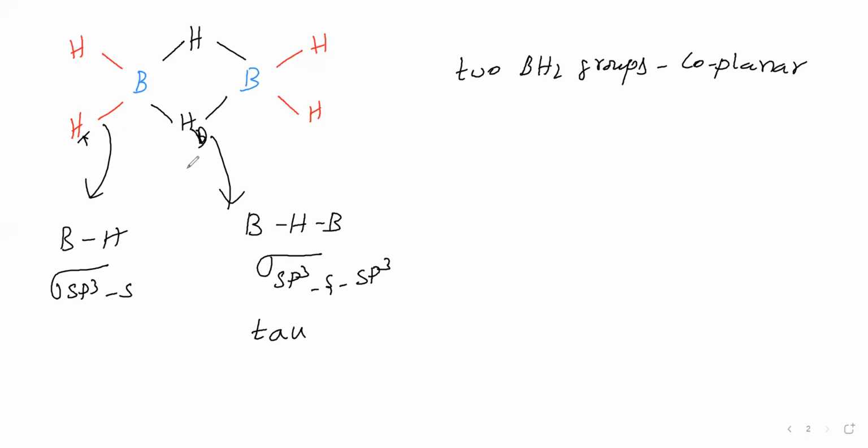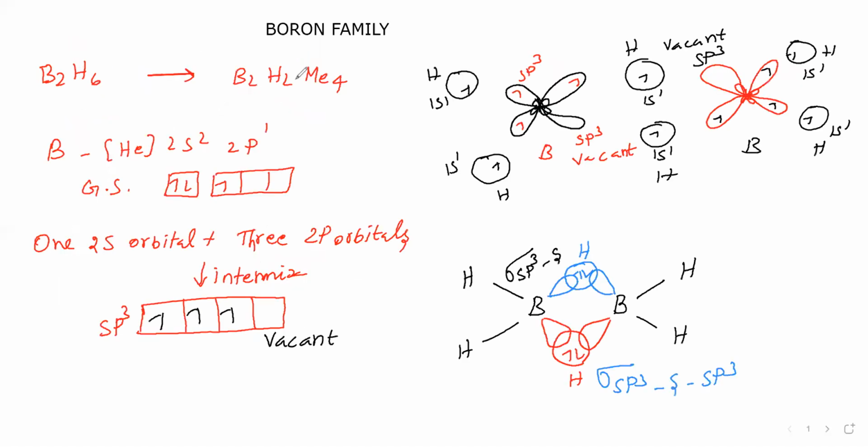Bridge hydrogens have a different environment. Terminal hydrogens have one environment. So the terminal hydrogens go for methylation, whereas bridge hydrogens do not. So diborane on methylation gives B2H2Me4, not B2Me6, because the bridge hydrogens behave differently from terminal hydrogens. Okay, now we will see how to prepare diborane. Preparation of diborane, we will go for the preparation of diborane.